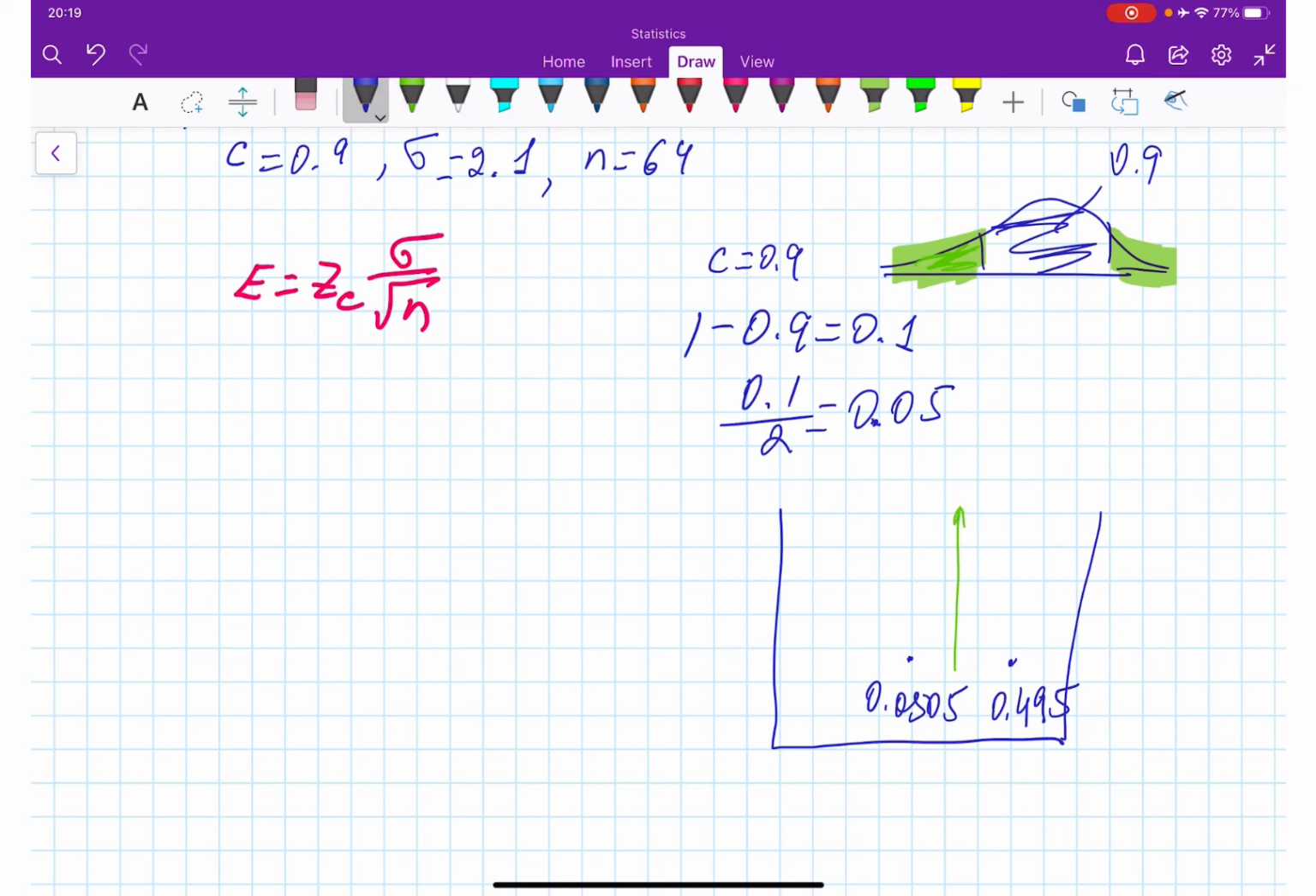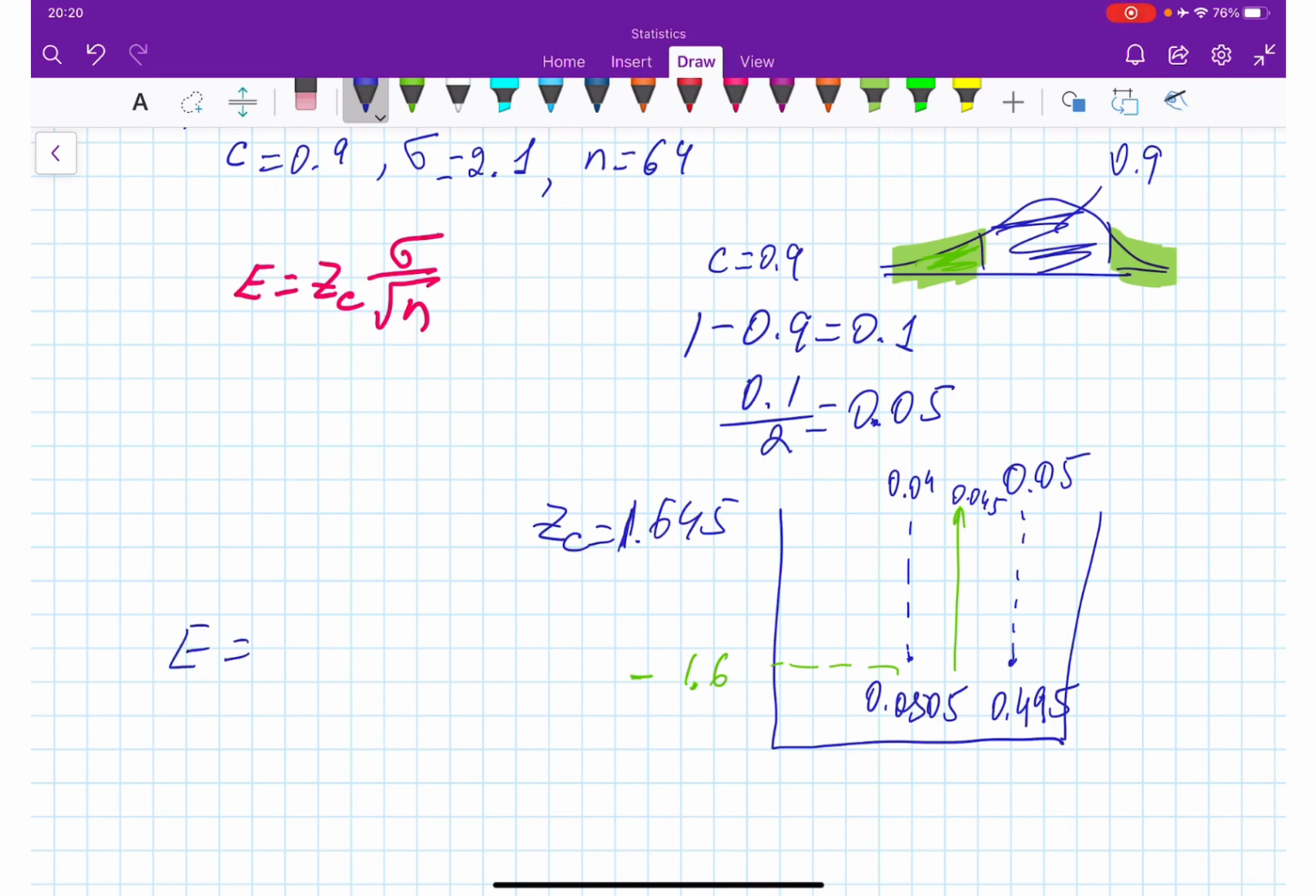So this is going to 0.04. This is going to 0.05, so this one will be 0.045, right? And this is coming horizontally. We are getting to negative 1.6. Therefore, Z critical is going to be 1.645, yes? Let's solve margin of error.